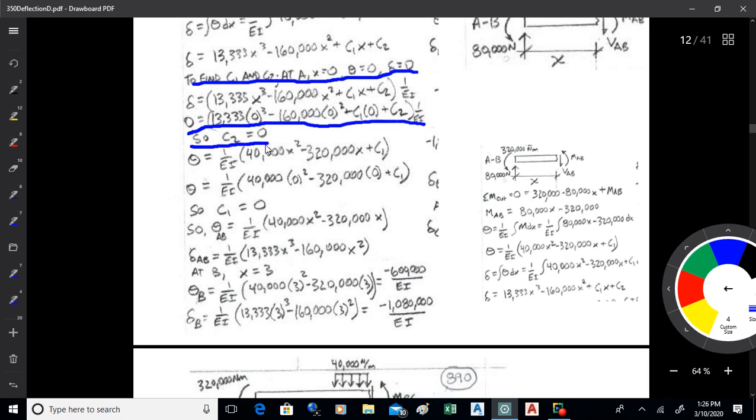You all with me there? I'm just plugging in known values. When x is 0, delta is 0. Okay?